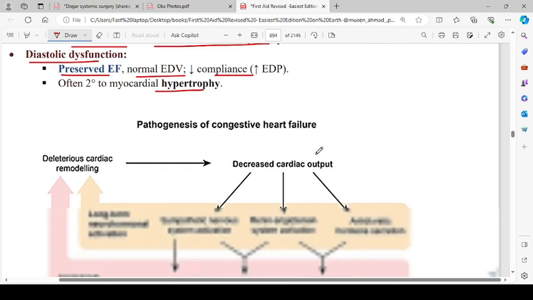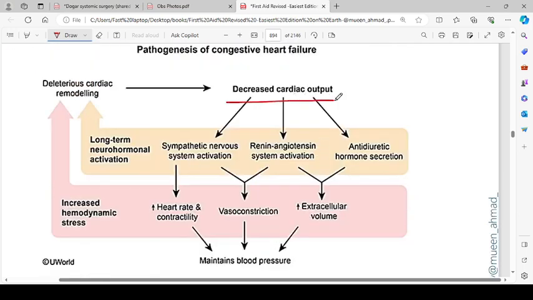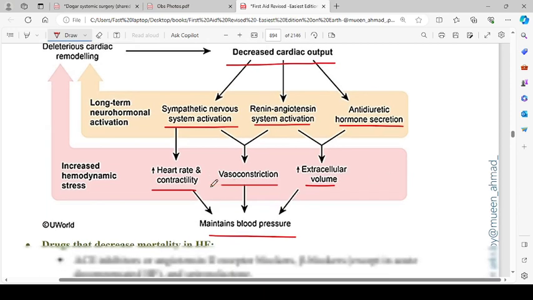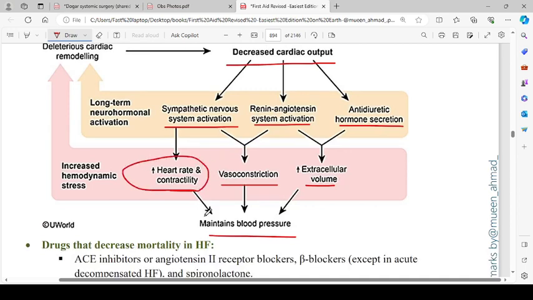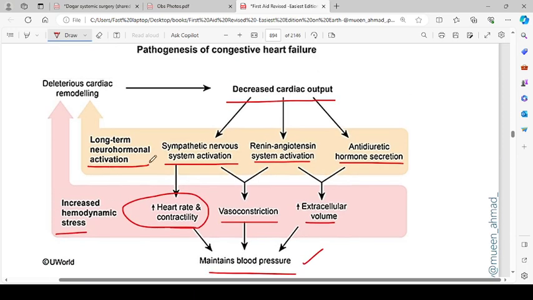The pathogenesis of heart failure, firstly, there is decreased cardiac output. Decreased cardiac output will lead to sympathetic nervous system activation. That will lead to increased heart rate and contractility, and this will maintain the blood pressure. Decreased cardiac output also causes renin-angiotensin activation, RAS activation, and antidiuretic hormone secretion. Now, this RAS activation will lead to vasoconstriction and increase in extracellular volume. Same is true for the antidiuretic hormone. And these vasoconstriction and extracellular volume, along with increased heart rate and contractility, maintain the blood pressure. This increases the hemodynamic stress, and these things, long-term neurohormonal activation, will lead to cardiac remodeling, and that causes further decrease in cardiac output, and this vicious cycle keeps on continuing.